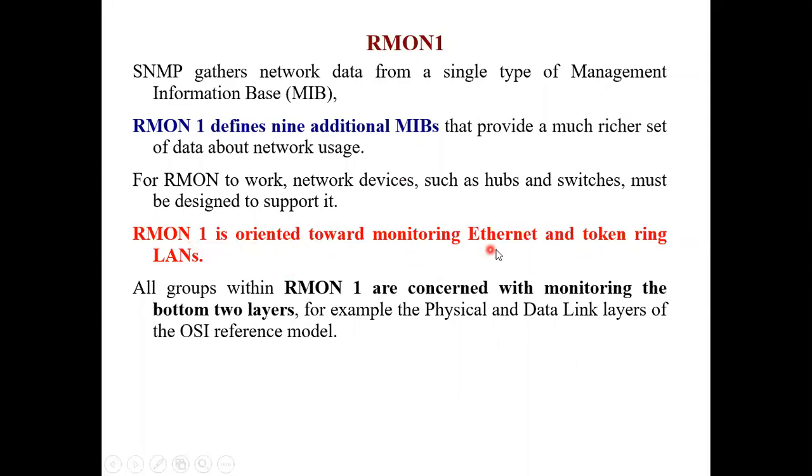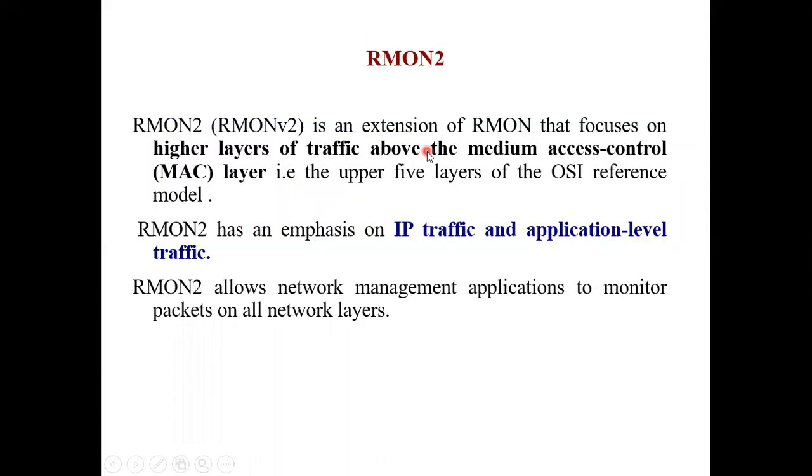RMON 1 is oriented towards monitoring Ethernet and token ring LAN, and as shown in the previous diagram, RMON 1 is concerned with monitoring the bottom 2 layers, that is the physical and data link layer of the original OSI reference model. Now, if I talk about the database, along with SNMP I have added RMON. Okay, so it is adding 9 additional messages.